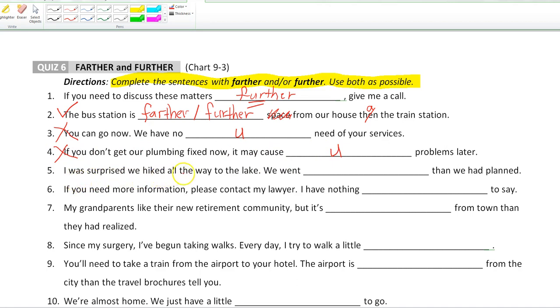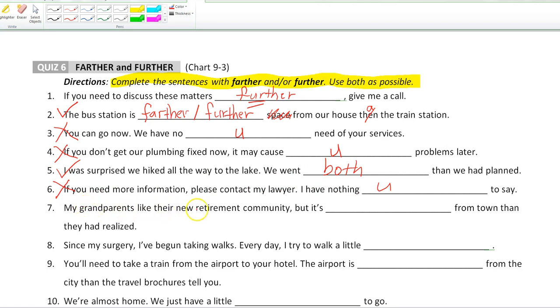I was surprised. We hiked all the way to the lake. We went blank than we had planned. This is distance. So we would use both of them, either of them rather, I should say. Both are possible. So that was distance. If you need more information, please contact my lawyer. I have nothing blank to say. Okay, this means more, not distance. So we'd use further with a U.